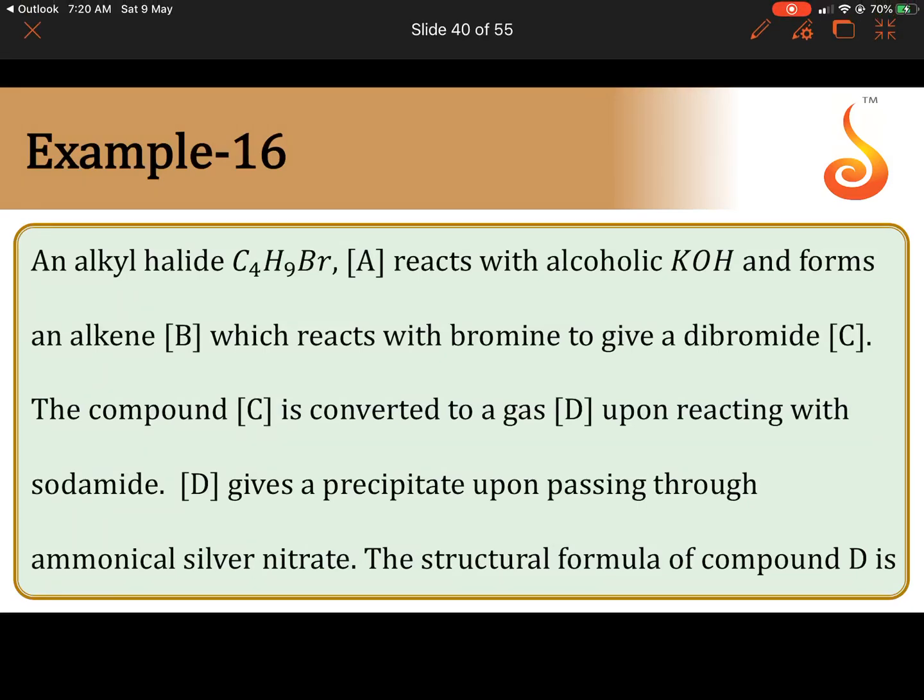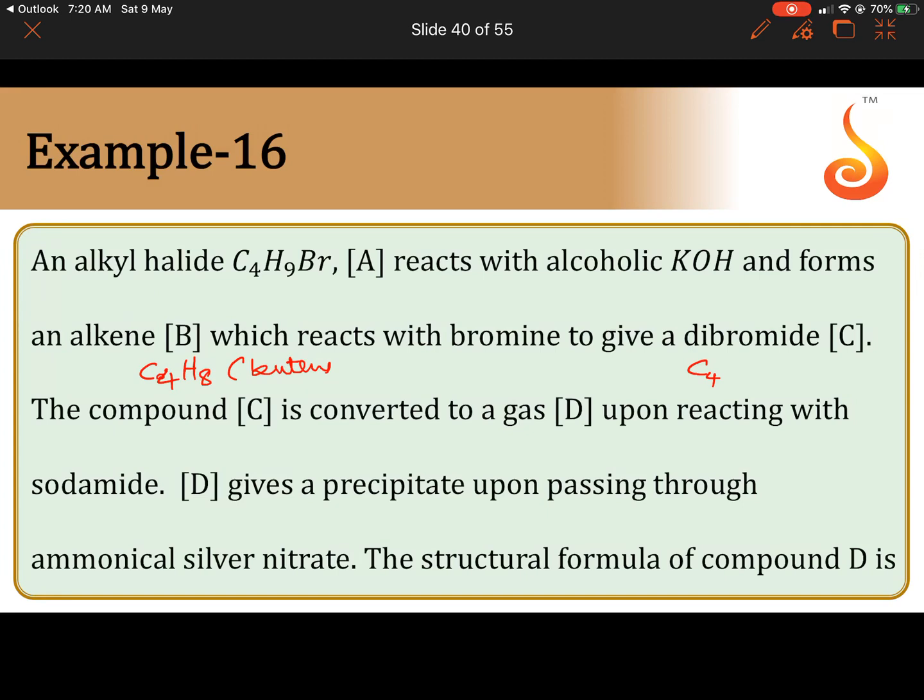An alkyl halide C4H9Br reacts with alcoholic KOH and forms an alkene. So dehydrobromination takes place. The formula of the alkene is C4H8, nothing but butene, which reacts with bromine to give a dibromide.